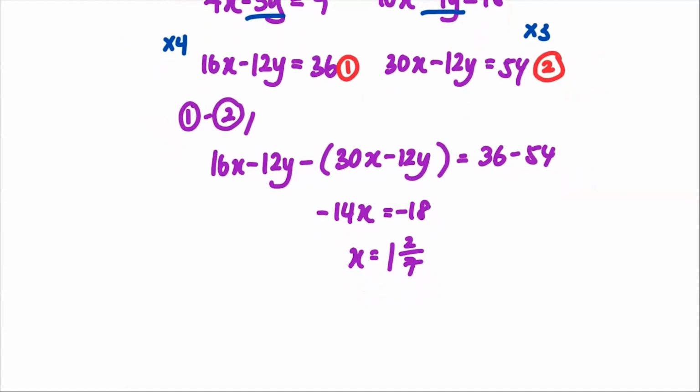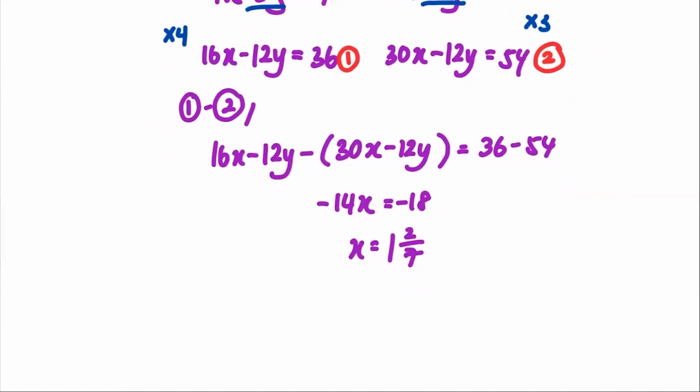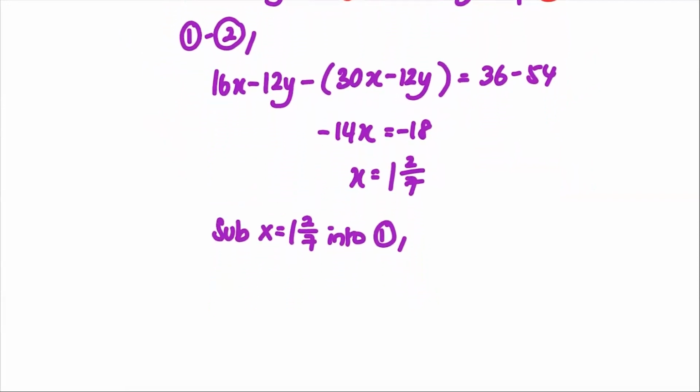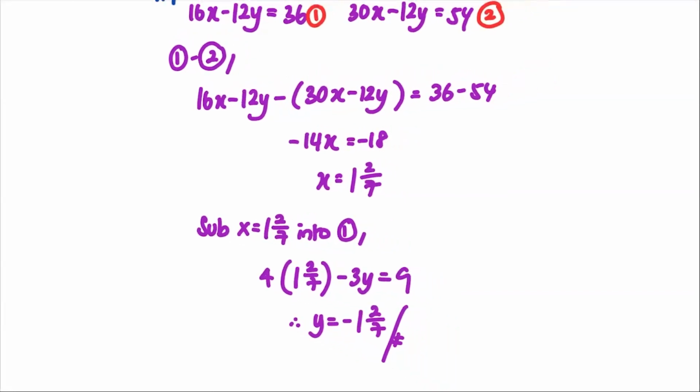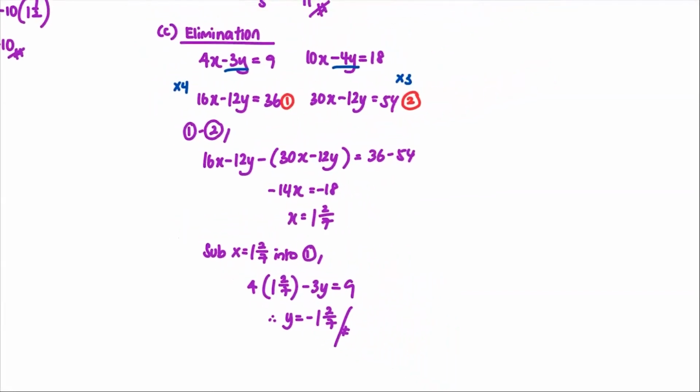Now we are ready to substitute. Substitute x equals 1 2/7 into equation 1. And we get 4 times 1 2/7 minus 3y equals 9. And therefore y equals negative 1 2/7. And that's the answer. Okay, this is the elimination method.